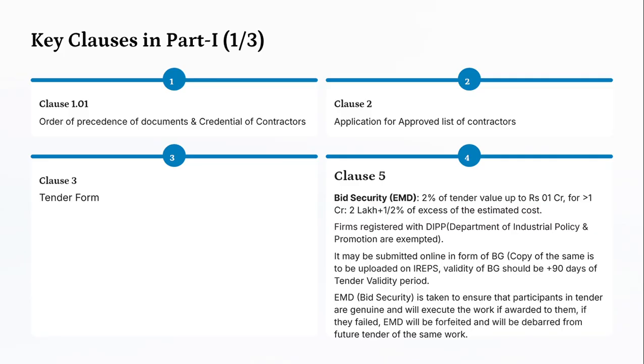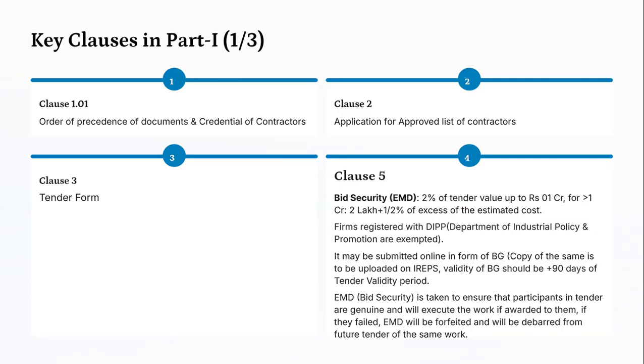The rate of EMD is 2% of tender value up to rupees 1 crore. For greater than 1 crore, it is 2 lakh plus half percent of the excess of the estimated cost. Firms registered with DIPP, Department for Promotion of Industry and Internal Trade, are exempted from it. It may be submitted online in the form of BG. A copy of the same is to be uploaded on IREPS. Validity of BG should be 90 days plus the tender validity period.